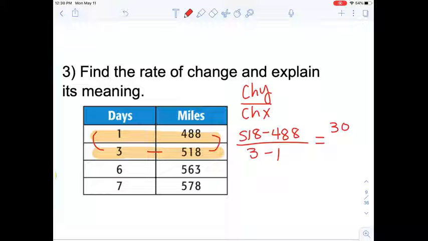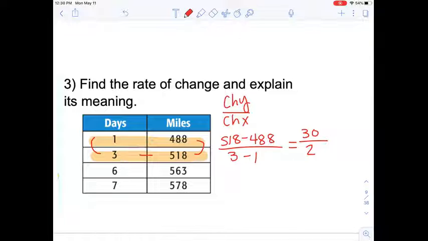And now I'm going to simplify that. 518 minus 488 gives me 30. And 3 minus 1 gives me 2. So I'm left with 30 over 2. Then from there, I need to add labels. So I have 30, which represents my y, which really, if we think about it, this is x and y. So we have 30 miles over 2, and our x is days, so 2 days.